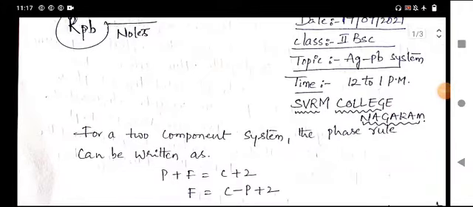Today our class is the silver lead system. Before going to explain the silver lead system, I want to explain the two component system and the reduced phase equation, and also I want to simply explain the congruent melting point and incongruent melting point, and also the eutectic mixture.